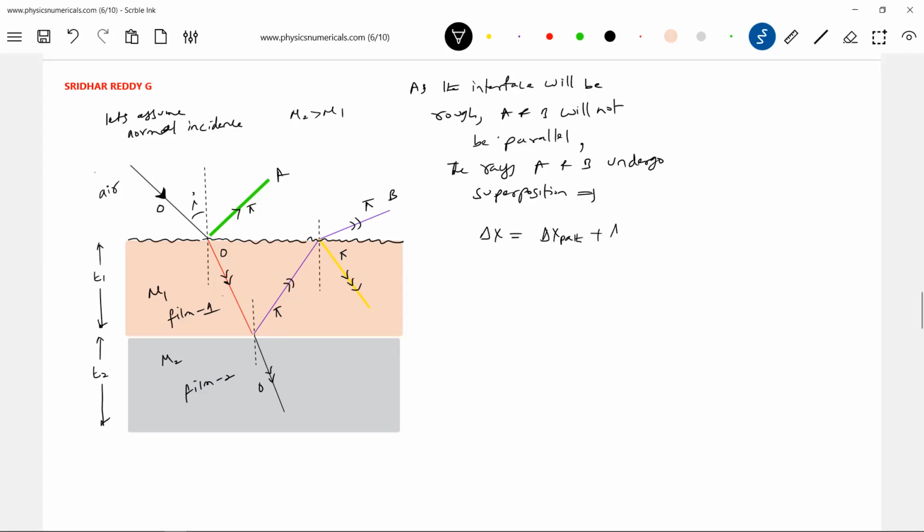Let me elaborate. The total path difference between the rays will be due to the path traversed by ray B in the film and due to reflection. This will be 2 mu1 T1. Due to reflection, pi minus pi will be 0, for constructive interference.